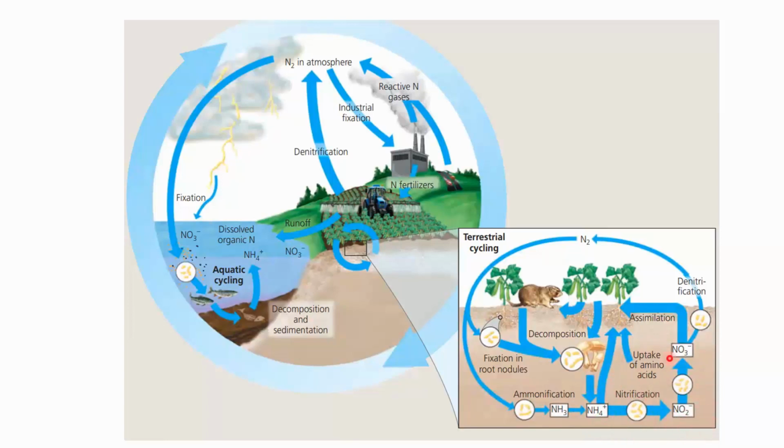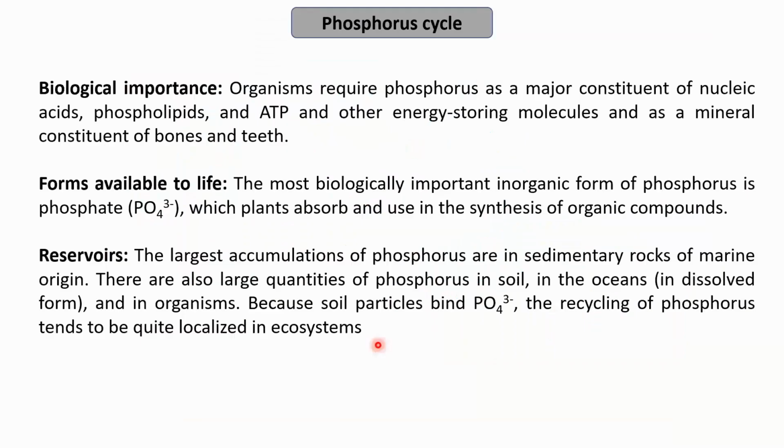These nitrites can again be converted into the nitrates, or the ammonium can directly be used by these plants. The nitrates may be assimilated and can be used by the plants, or these plants may uptake the amino acids that also contain the nitrogen. So therefore, this is the process of nitrogen cycling, and nitrogen cycling takes place both in the aquatic environment. So there is an aquatic cycling of nitrogen by the phytoplanktons and the aquatic consumers, and there is a terrestrial cycling of nitrogen by the plants and the animals.